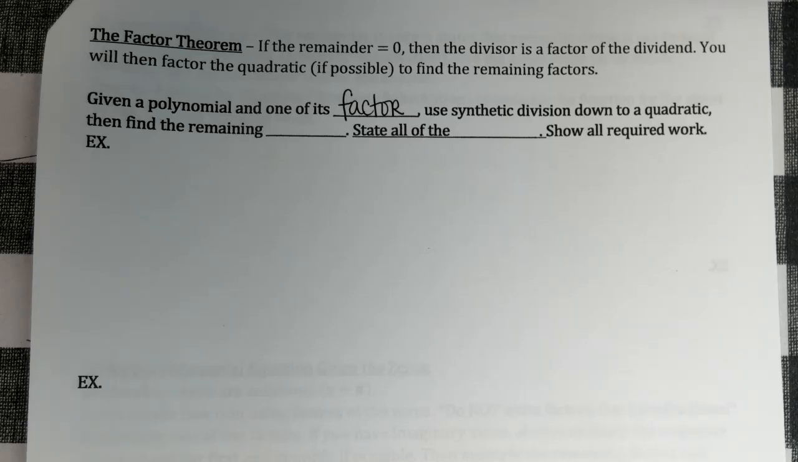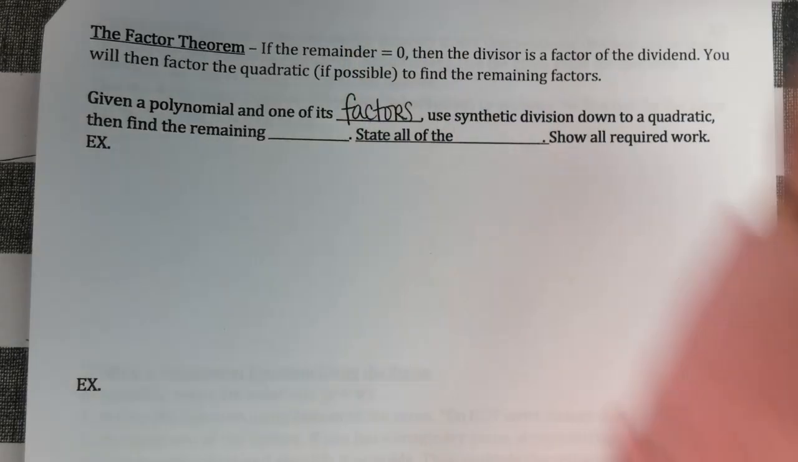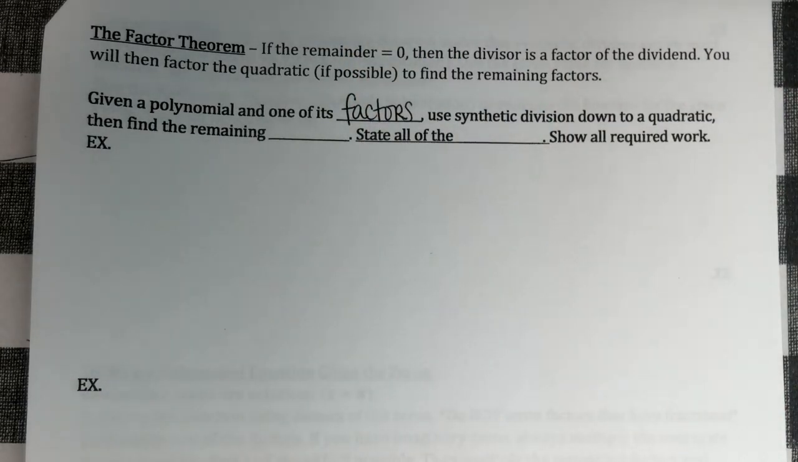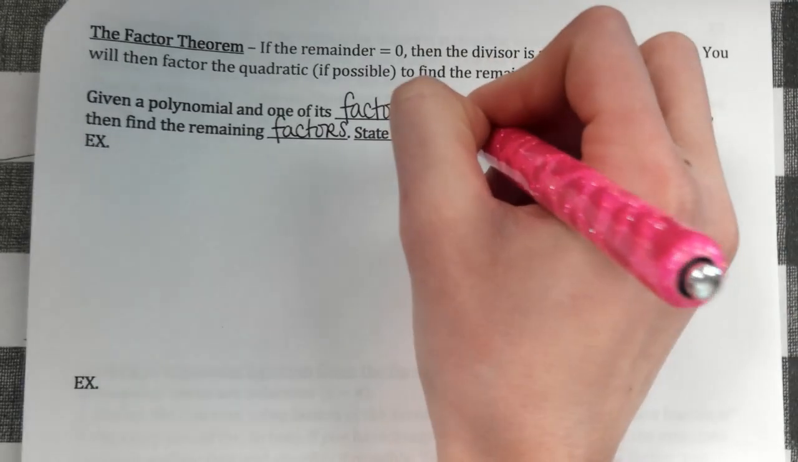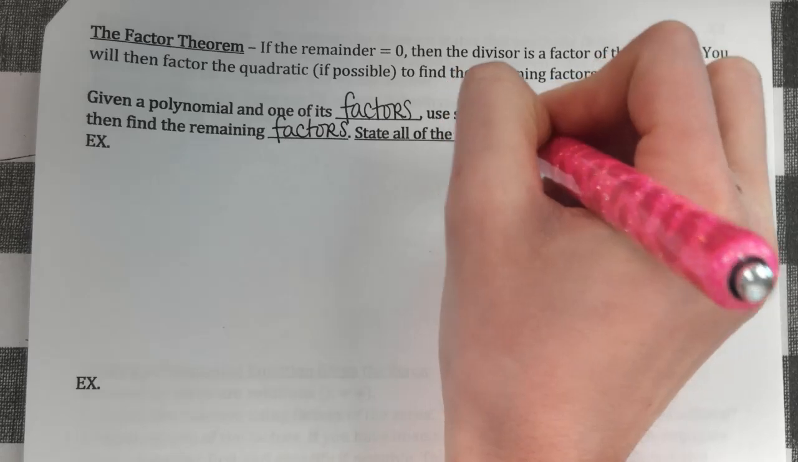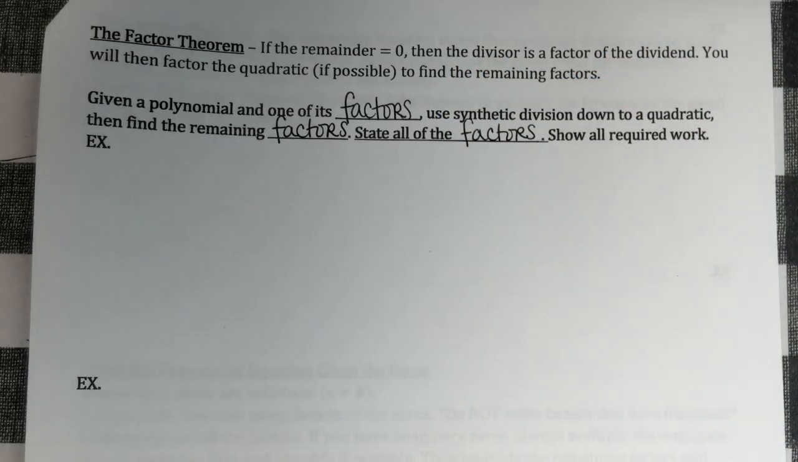Okay, so the instructions I have fill in the blank because I need you to understand the difference between each section from this point forward. Your instructions are going to look the exact same except one word. If you don't pick up on that, then you're going to possibly do the wrong thing in the wrong section. So given a polynomial and one of its factors, use synthetic division down to a quadratic, then find the remaining factors. Say all the factors. So what do you think we're going to be doing? Factoring. Okay, so show all required work.